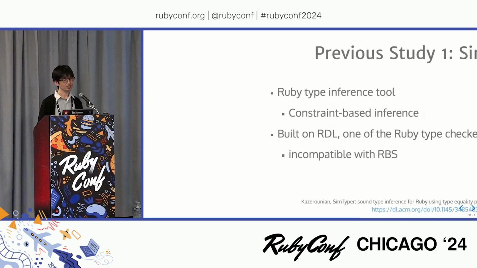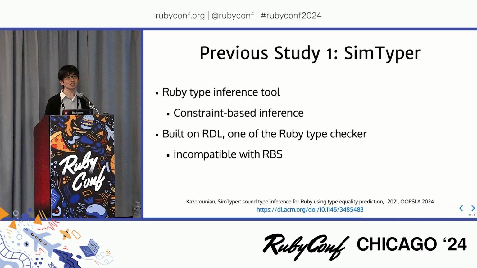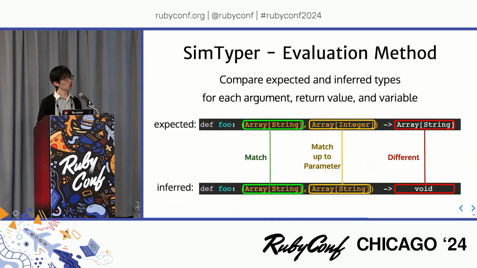Let's start with the first. SimTyper is a Ruby type inference tool that uses a constraint-based approach. This tool is built on a Ruby static type checker called RDL, which is incompatible with the RBS we are currently working on. What is important to us is how they evaluate the performance of type inference.